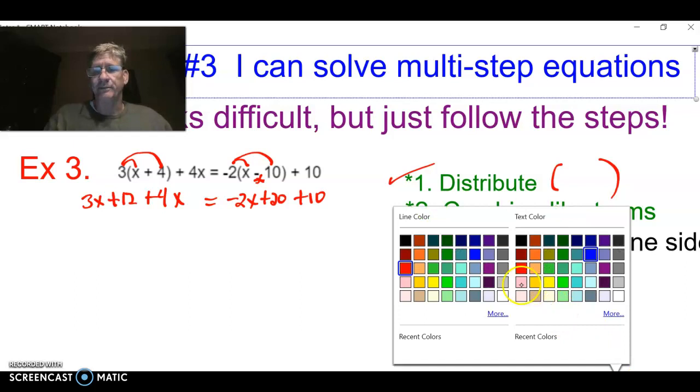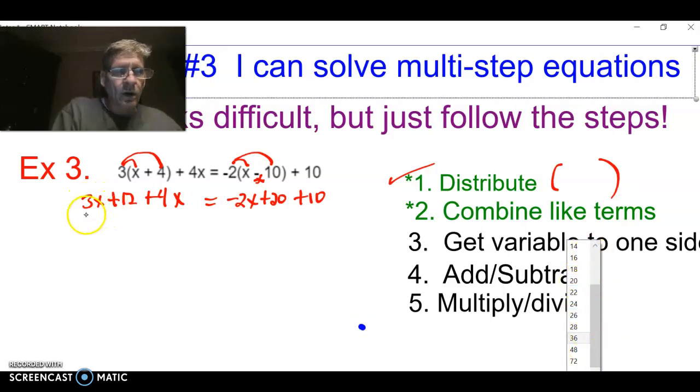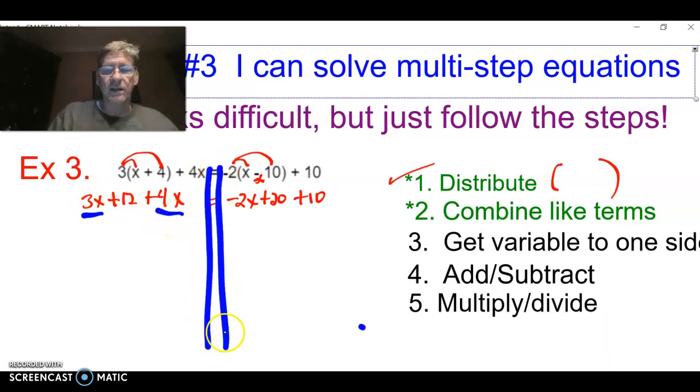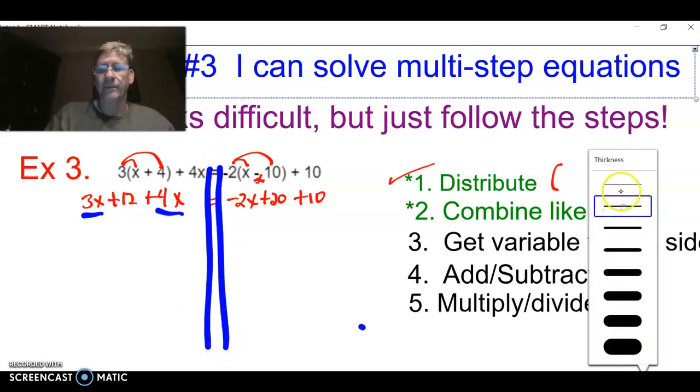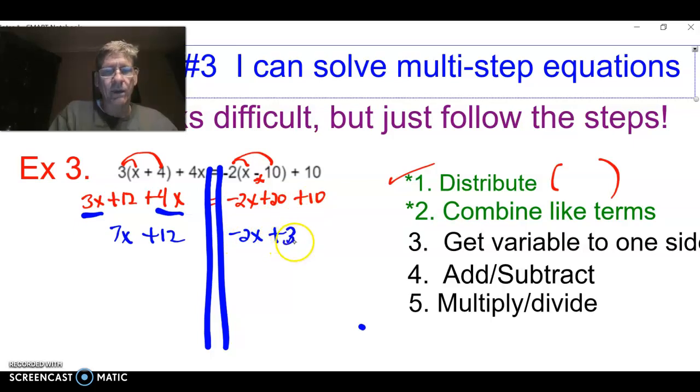Combine like terms. Let's see if I can switch colors up a little bit here. Combine like terms. So let's see, what are like terms? Well, there's some like terms, and they're on the same side here. Okay, so that means I can have a 7x. I still have the 12. And do I have like terms over here? Nothing to go with the x, so I'm just going to keep that. And I have plus 30. Okay, we're getting there. We're getting really close.